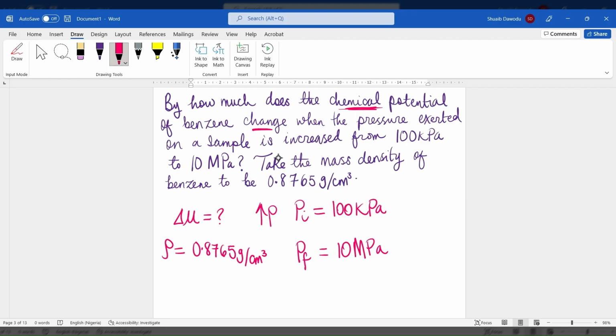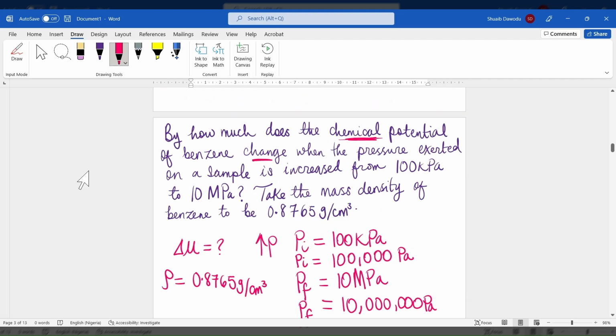Now, one thing I quickly need to mention is that because we're getting our question in the form of kilo and mega, it's going to be a little bit confusing when we start doing the solution. So the best thing is for us to write it fully. P initial, 100 kilopascal, is just 100 times 10 to the power of 3 pascals, so that's 100,000 pascals. And 10 megapascal is just 10 times 10 to the power of 6 pascals, so that's 10 with 6 zeros added. That is 10 million pascals, the same thing as 10 megapascals.